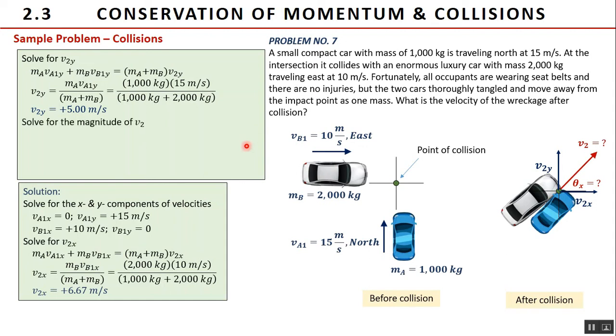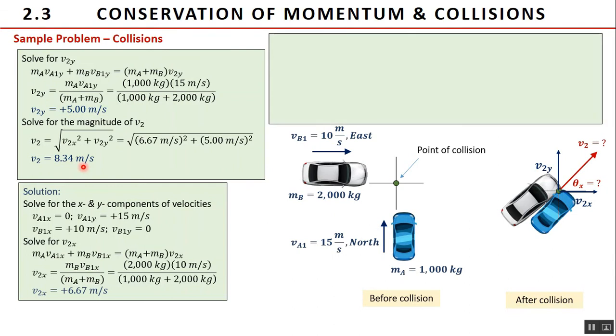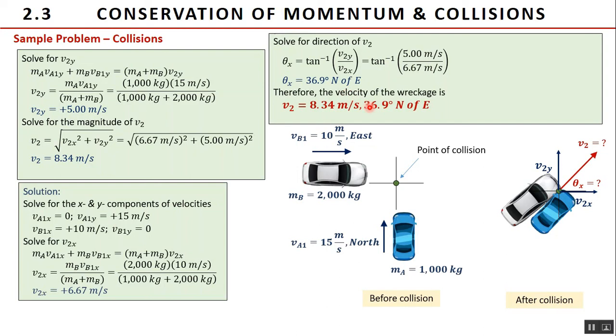Now we are ready to solve the magnitude and direction of v2, using the Pythagorean theorem. Substituting the components, the magnitude is 8.34 meters per second. For its direction, theta sub x, we use the inverse tangent of the ratio of v2y and v2x. Substituting the values, the direction is 36.9 degrees north of east. Therefore, the wreckage moves at a velocity of 8.34 meters per second, 36.9 degrees north of east.